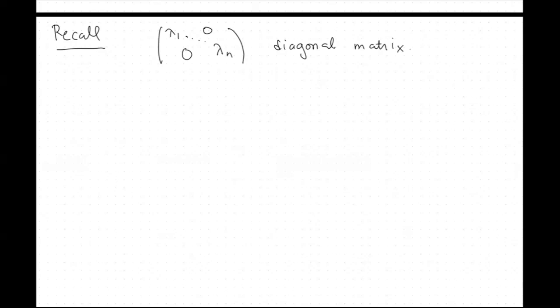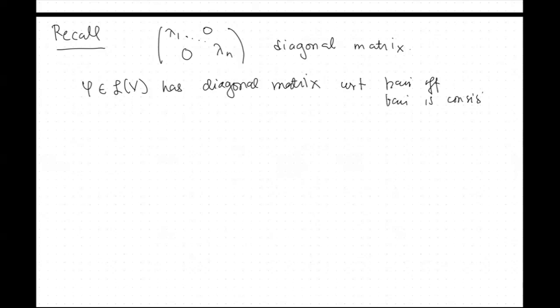We also recall that if we have a linear operator T on V, it has a diagonal matrix representation with respect to a basis if and only if this basis consists of eigenvectors of our operator T. And then, of course, if we have a diagonal matrix, we have somewhat a nice operator.